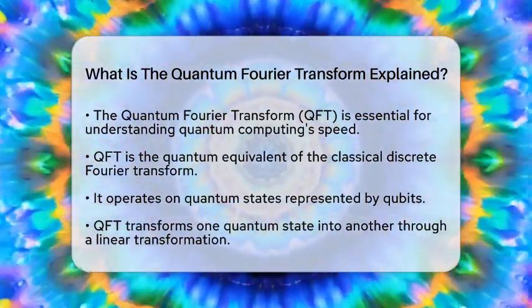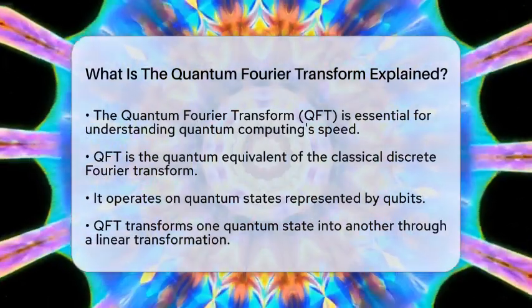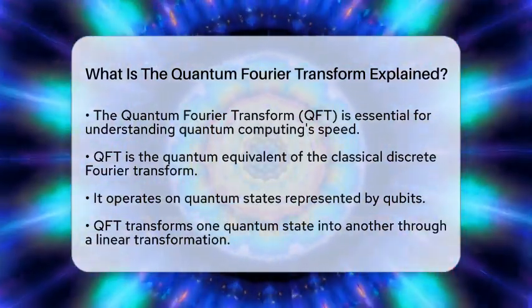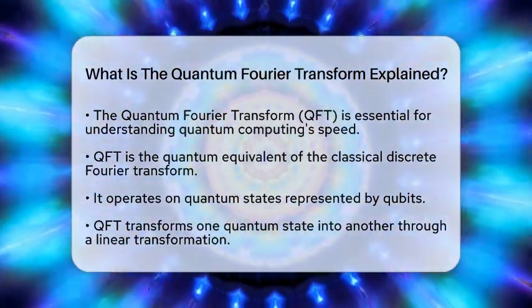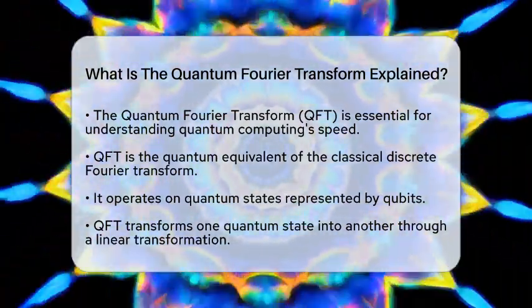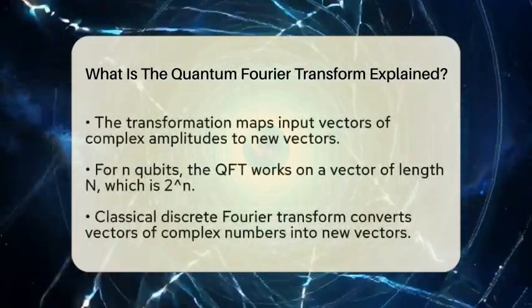If you have a quantum register with n qubits, the quantum Fourier transform works on a vector of length 2^n. In simpler terms, the more qubits you have, the larger the vector you can work with.